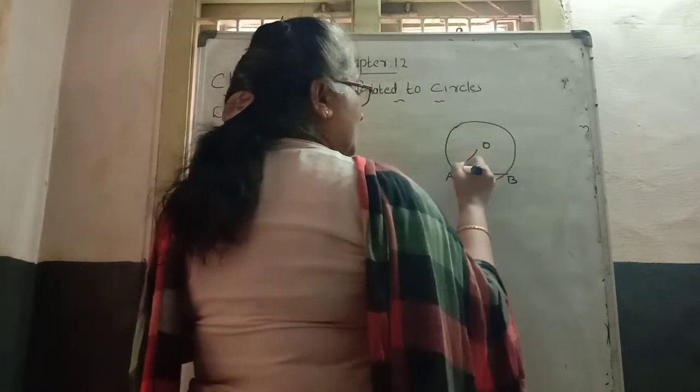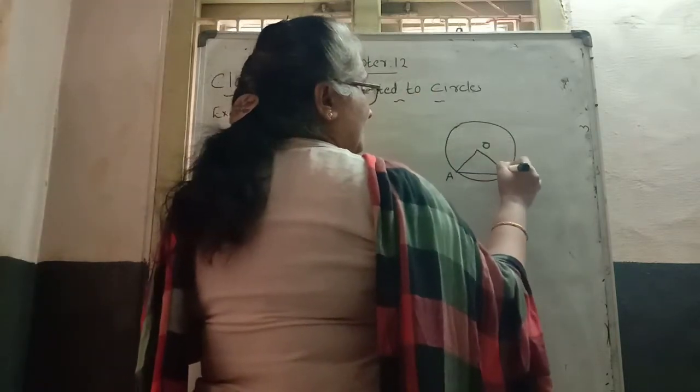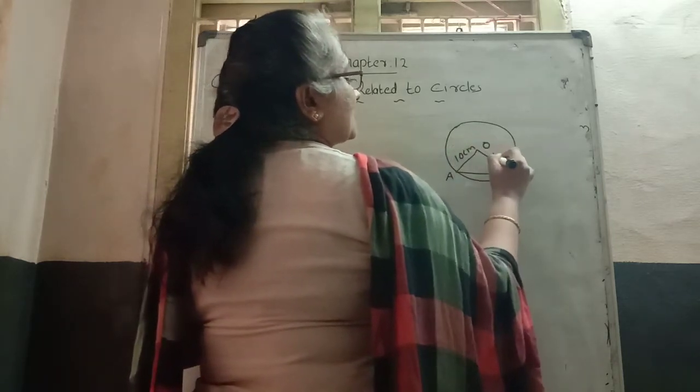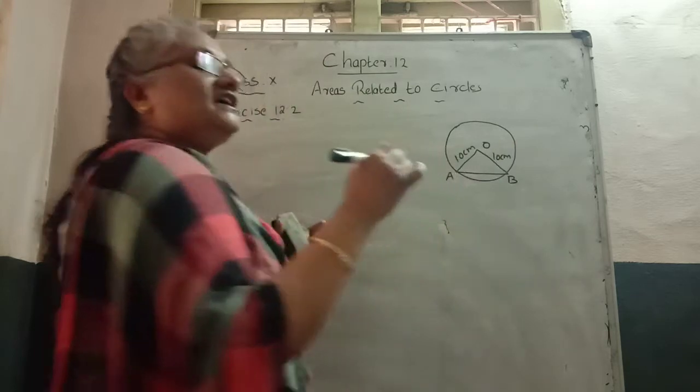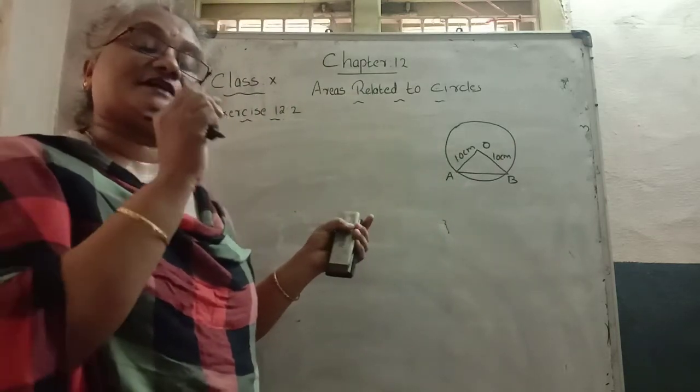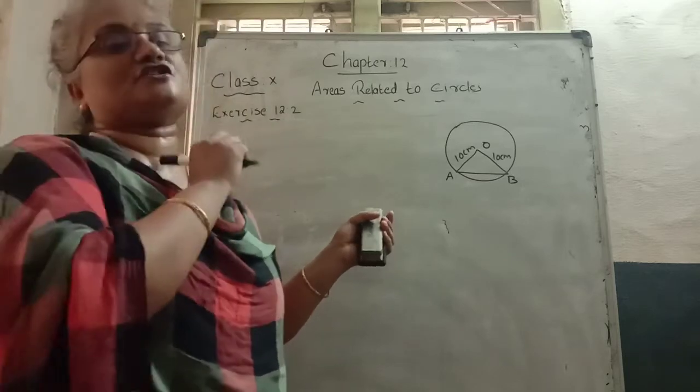Radius means OA and OB are the radius of the circle. Radius is 10 centimeters, that's why we can mark it as OA and OB. And they subtend a right angle at the center of the circle.